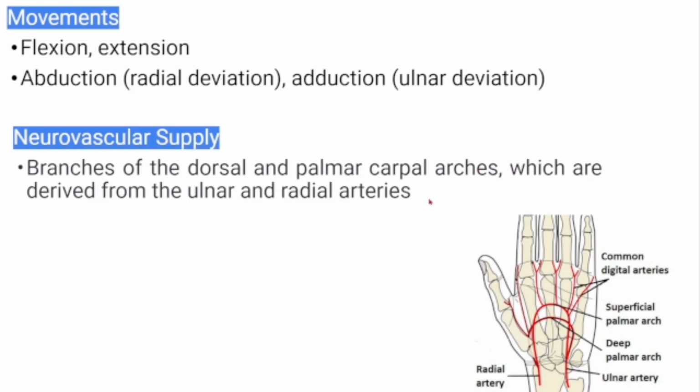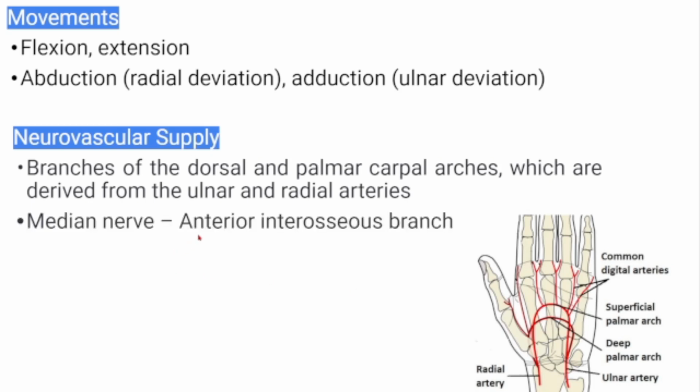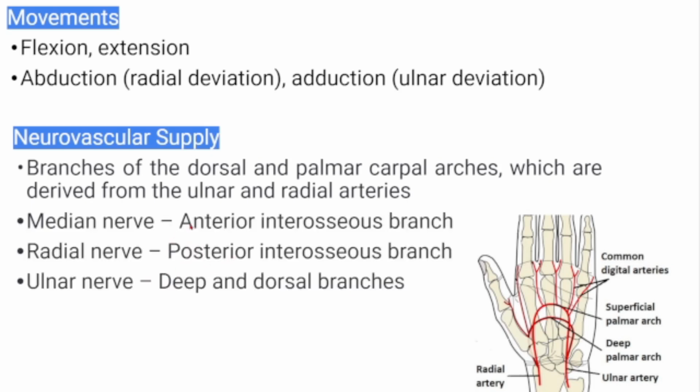Neurovascular supply, right? Dorsal and palmar carpal arches, which are derived from the ulnar and radial arteries via this anastomosis, right? Median nerve, radial nerve, ulnar nerve, right? They all contribute as they spread out into smaller and smaller nerves in the distal limb. Okay, let's get into the fun part.